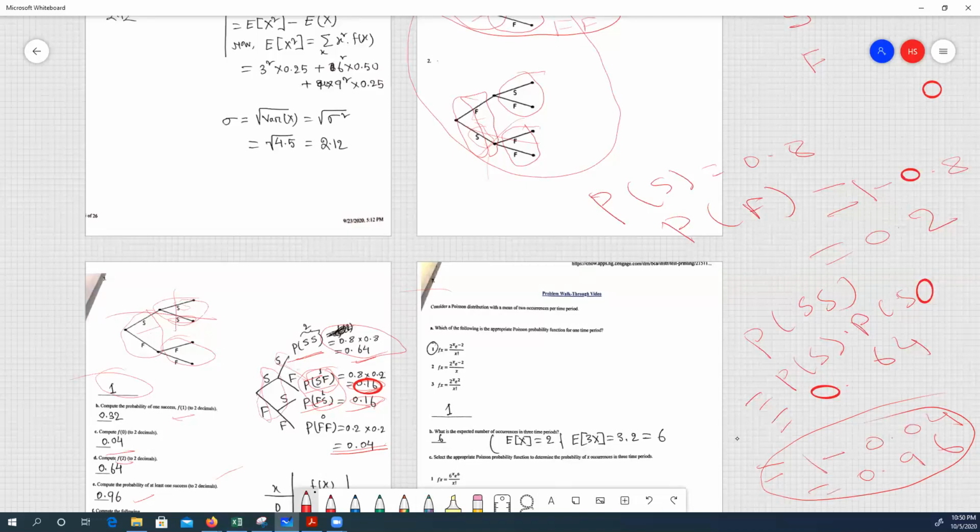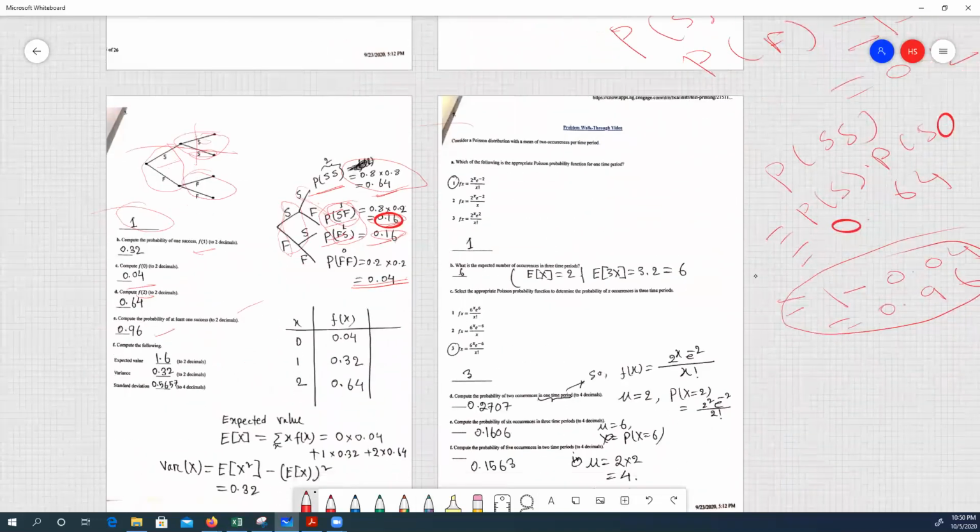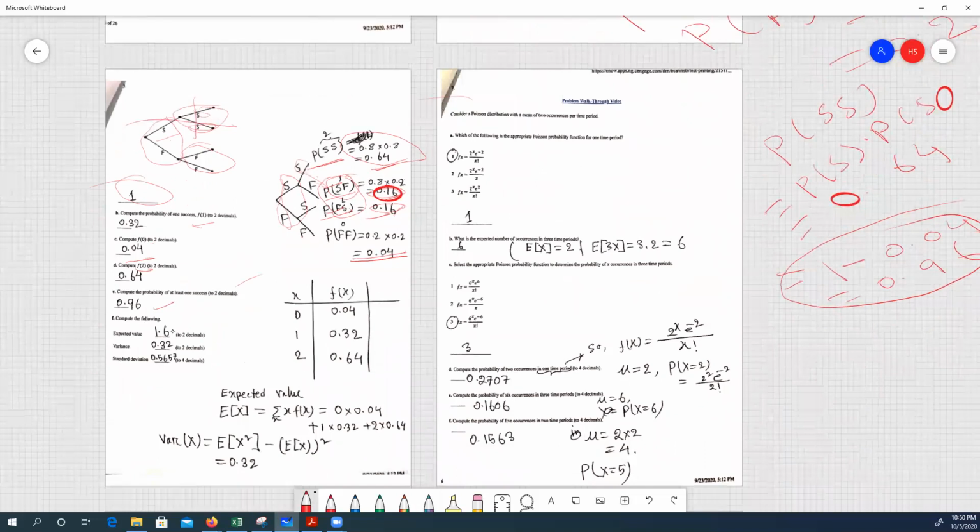So let's see the next one, which is compute the following. Okay, the expected value. So you already know the formula for the expected value, right? The expected value is the sigma of x times probability. So x times f of x. So you already know this.